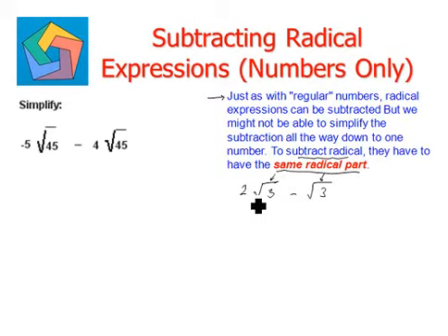So 2 square root of 3 minus only square root of 3 is nothing but 1 root of 3, or simply square root of 3. What we've done here: 2 minus 1 is 1 and square root of 3 remains as it is. This can be written as another step, 2 minus 1 times square root of 3. 2 minus 1 is 1. 1 square root of 3 is simply square root of 3.